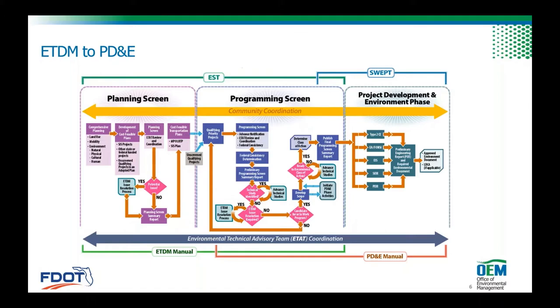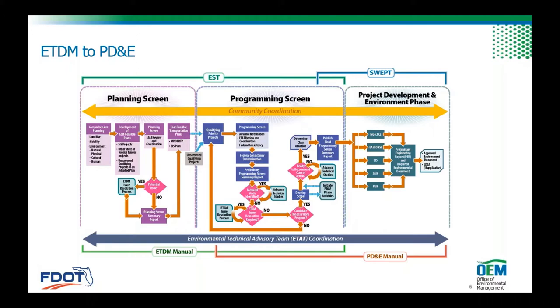And so that planning screen is really intended to help the planning community understand what the potential impacts could be with the project as proposed. So they can do a lot of things. They could take that information and refine it as you move from a planning screen later on to a programming screen, or you could put it on hold and work on other priorities. Then we have a programming screen.